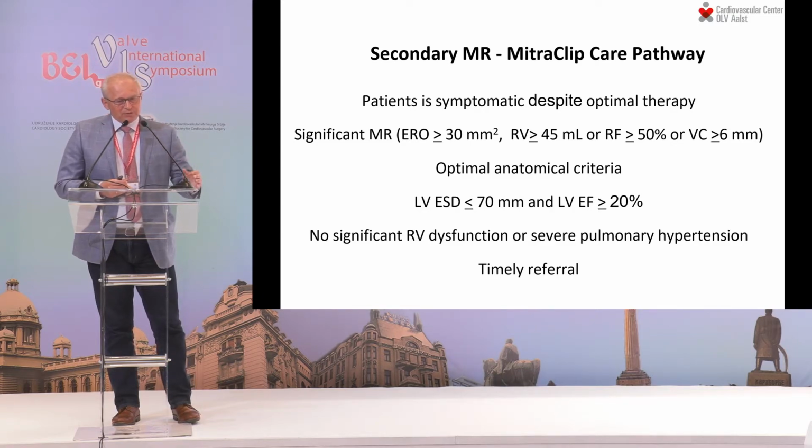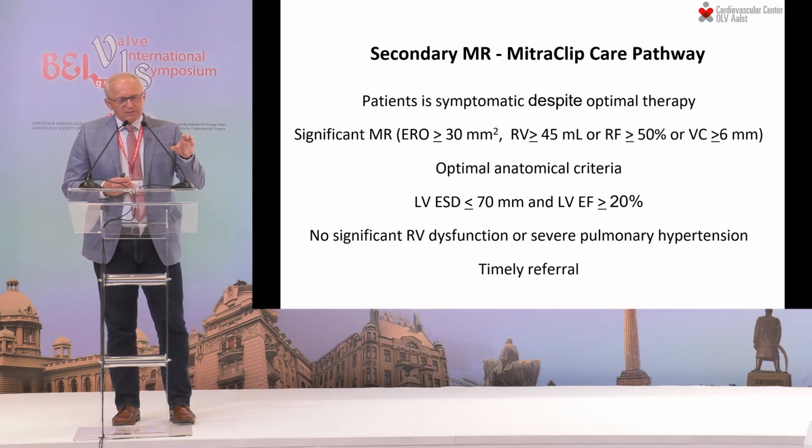There should be no significant RV dysfunction or severe pulmonary hypertension. And having this, we should basically refer the patients timely for the interventions where we can achieve the benefit on the clinical outcome. This is basically how the recommendations are.